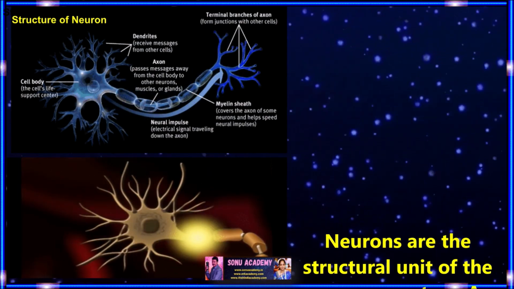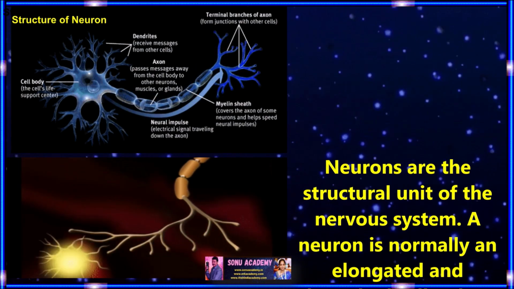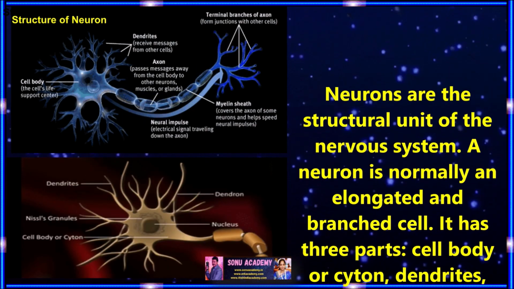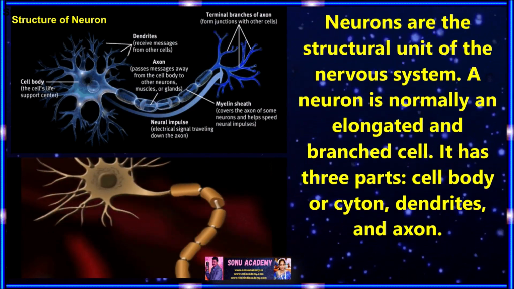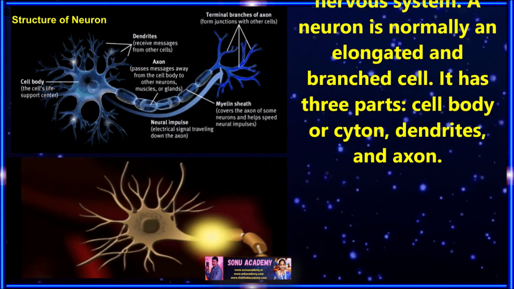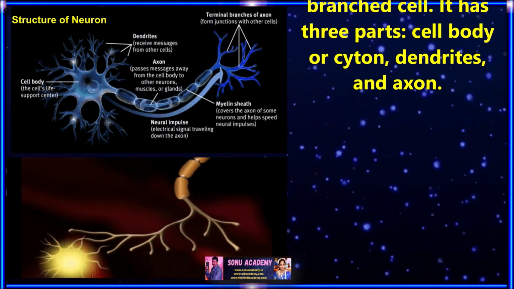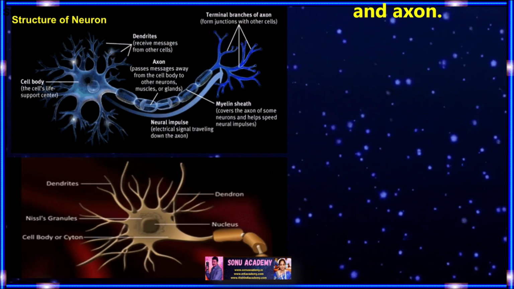Children, let us discuss the structure of a neuron. Neurons are the structural unit of the nervous system. A neuron is normally an elongated and branched cell. It has three parts: cell body or cyton, dendrites and axon.